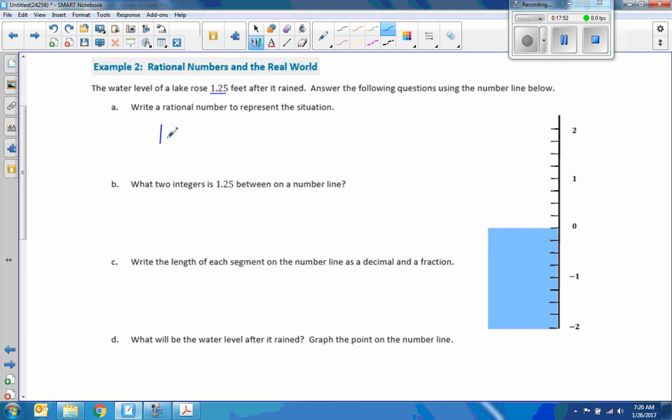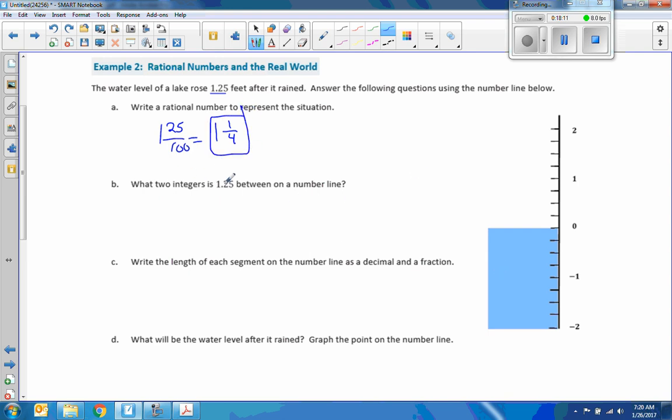So we have a whole number 1. And 0.25 means 25 100ths. There's 125 and 25, and there's 4 25s in 100. So the answer is 1.25.